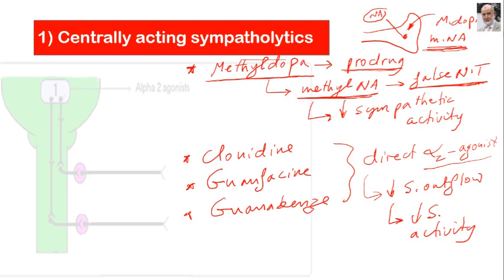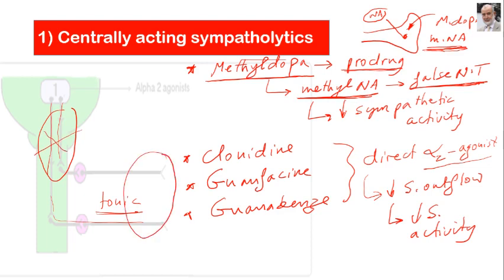They decrease sympathetic outflow, as we can see here. They decrease the flow which comes from the central nervous system to the periphery, to all organs. This is a tonic flow. It's always active, sympathetic activity controlled centrally. If this flow decreases, the sympathetic activity in the periphery will decrease. This will produce, as we have said, sympathoplegia.